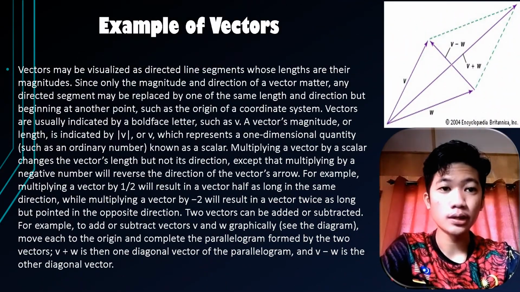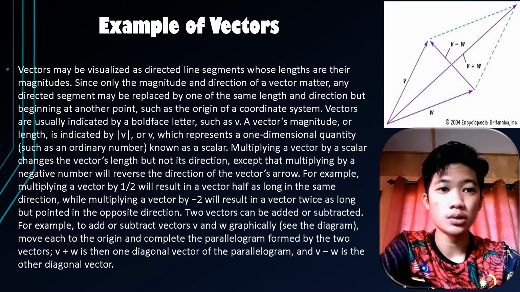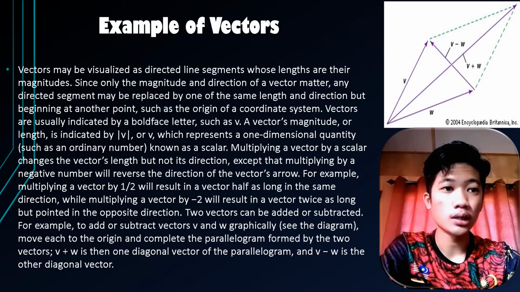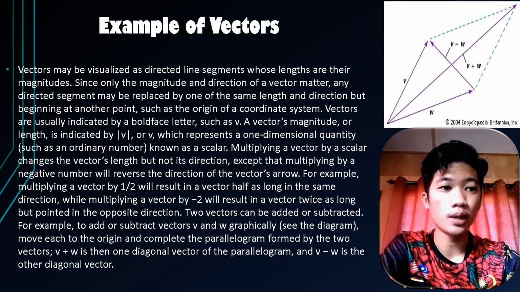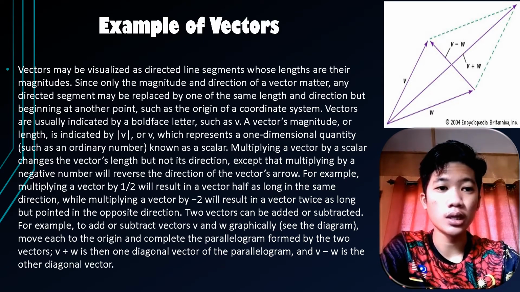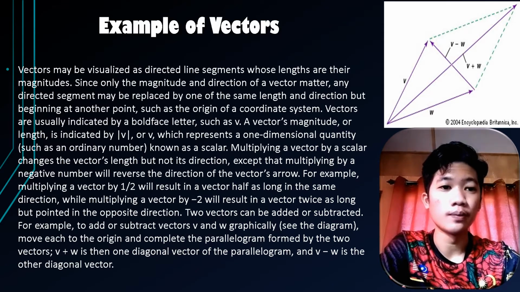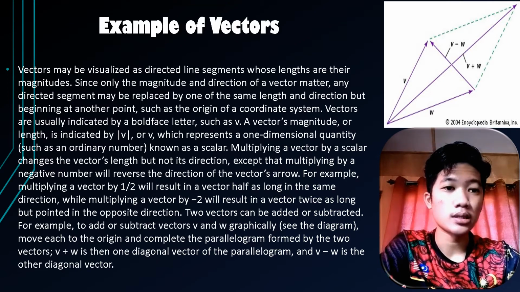Example of vectors. Vectors may be visualized as directed line segments whose lengths are their magnitudes. Since only the magnitude and direction of a vector matter, any directed segment may be replaced by one of the same length and direction but beginning at another point, such as the origin of a coordinate system. Vectors are usually indicated by a boldface letter such as V. A vector's magnitude or length is indicated by |V|, which represents a one-dimensional quantity, such as an ordinary number known as a scalar.